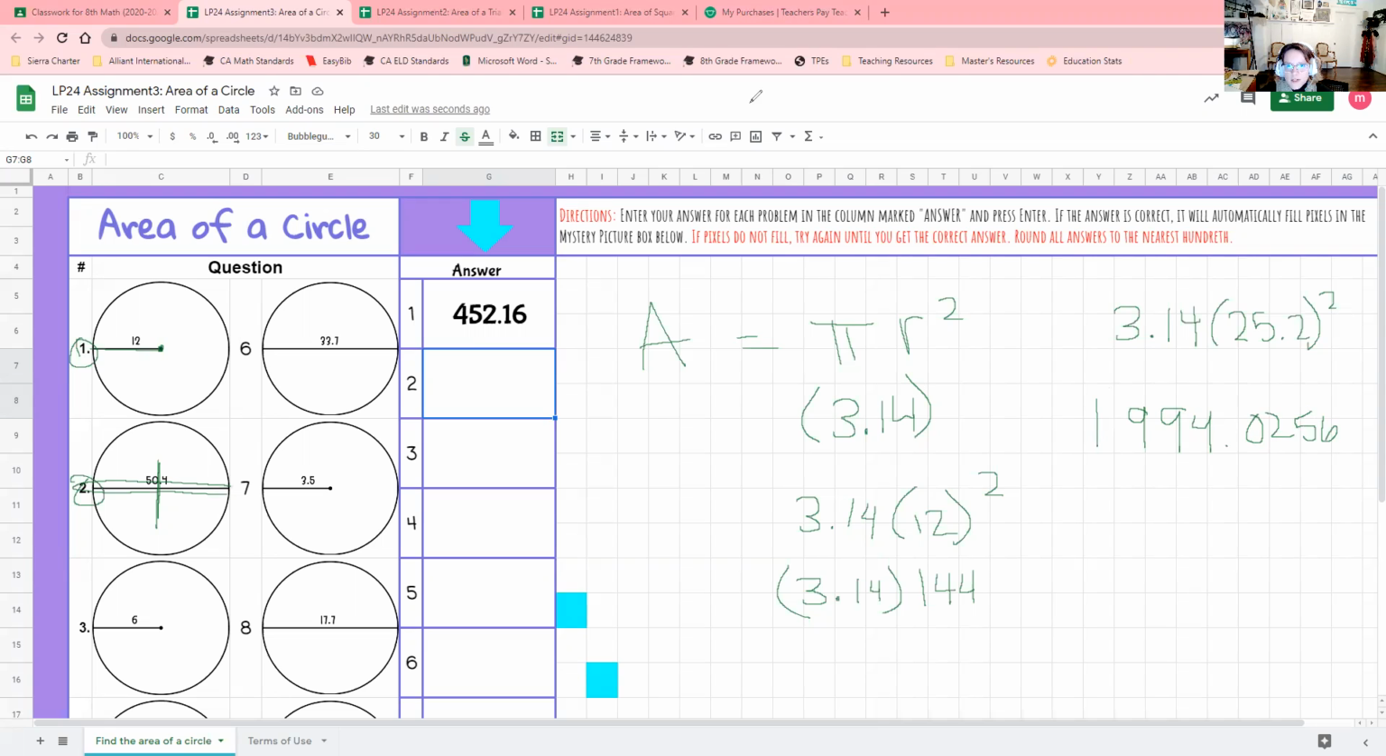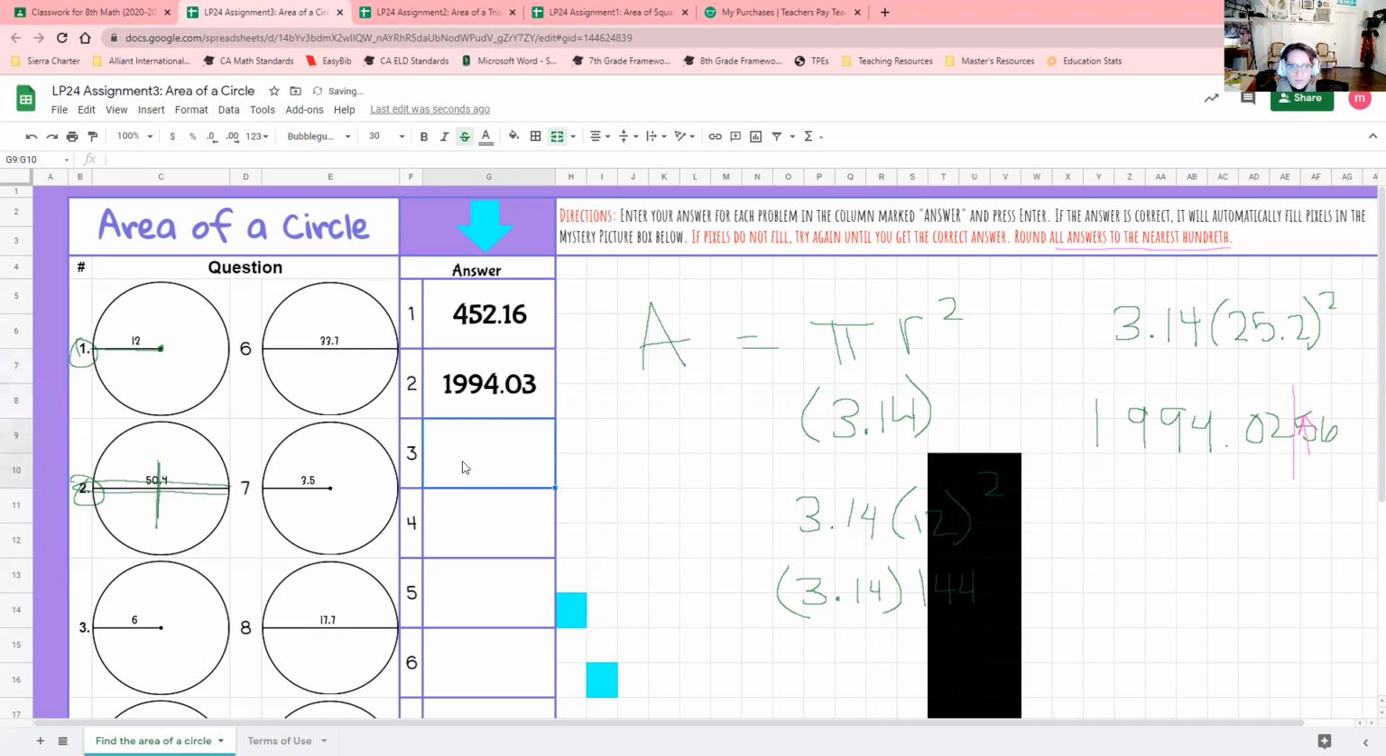And I got 1,994.0256. Now the directions say to round to the nearest hundredth. So we want to round to 2 decimal places, and this 5 tells us we're rounding up. So I'm going to have 1994.03. Boom, let it think. There we go. Filled it in for us.